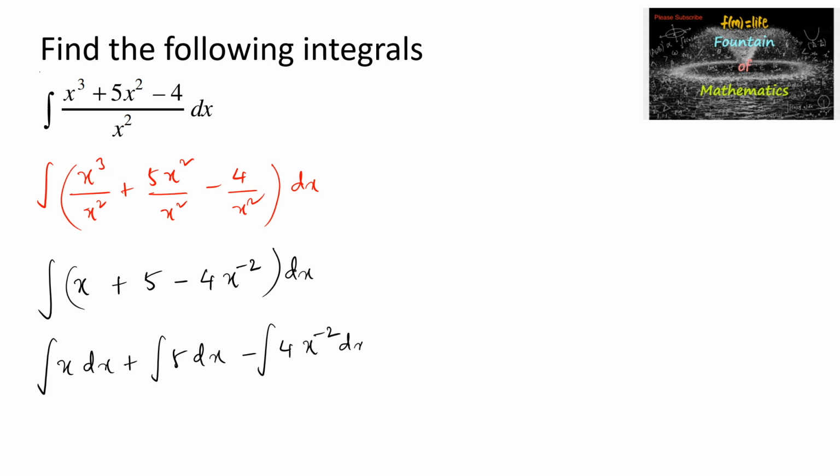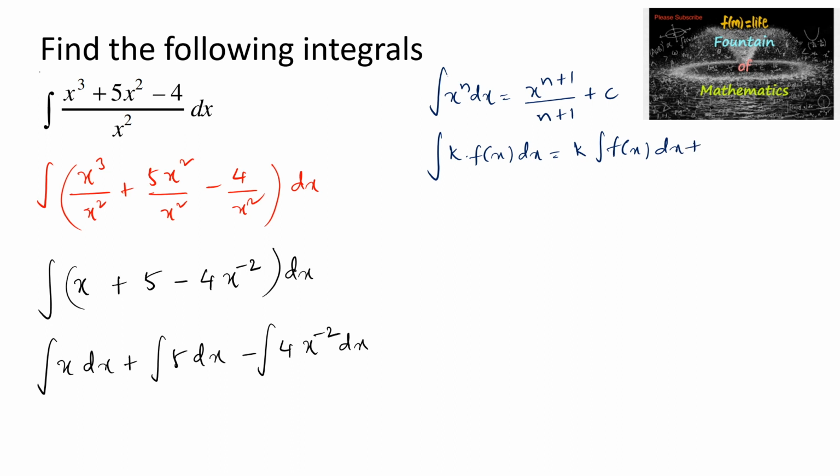And we know that the integral of x^n dx is equal to x^(n+1) upon n+1 plus some integral constant c, and also the integral of k times f(x) dx is equal to k times the integral of f(x) dx, and also the integration of 1 dx is equal to x plus some constant. So here we can apply it.